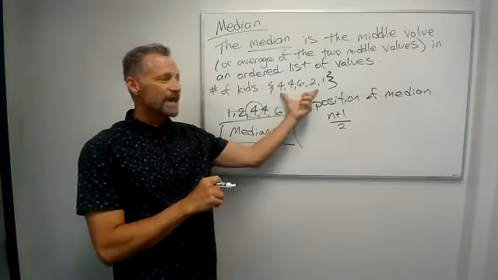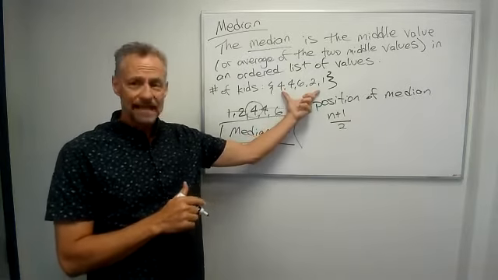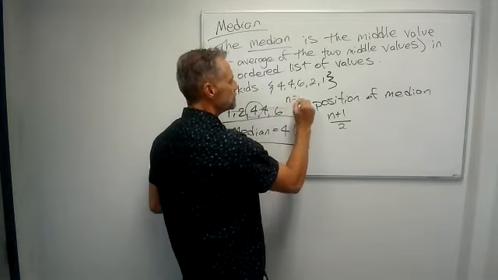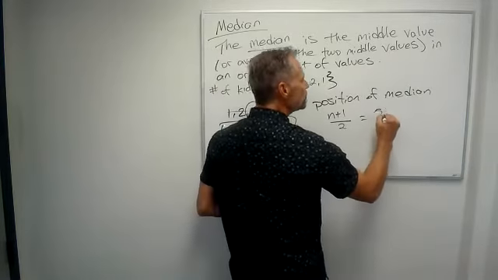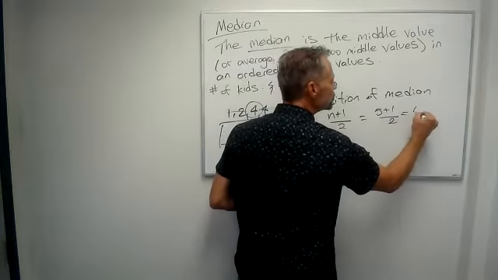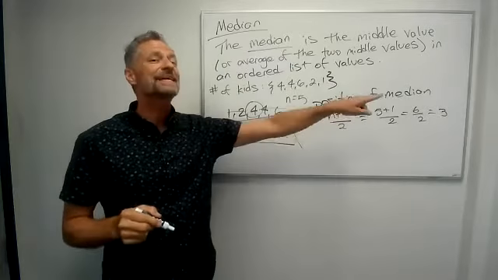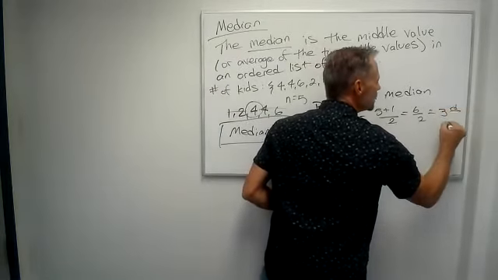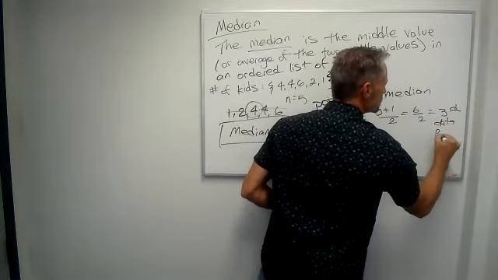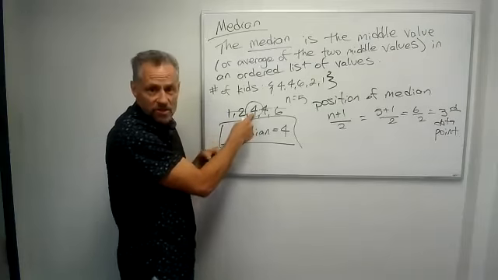In this case, we had 5 data pieces. N is the sample size, so we had n equals 5 here: 1, 2, 3, 4, 5. So we would do 5 plus 1 divided by 2, which is 6 divided by 2, which is 3. That's not the median, but that's where it is. It's the third data point. If I count 1, 2, 3, there's the third data point.